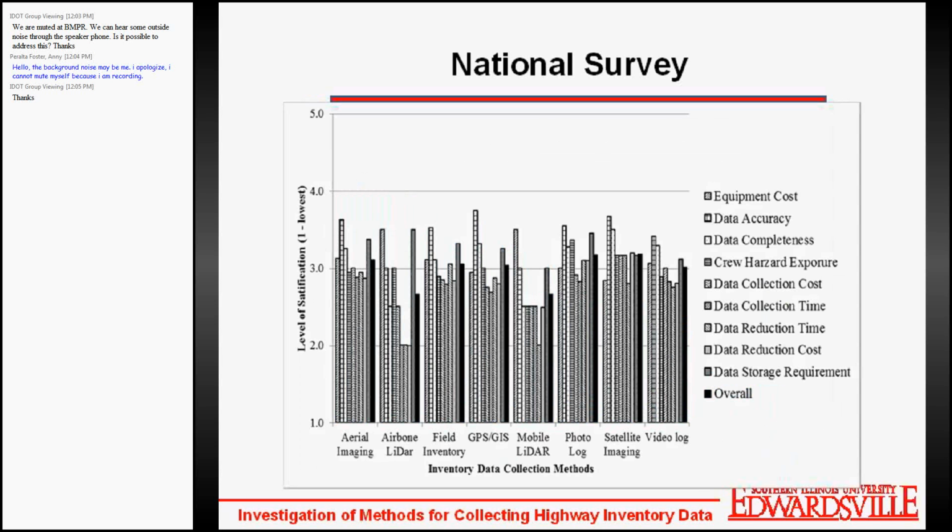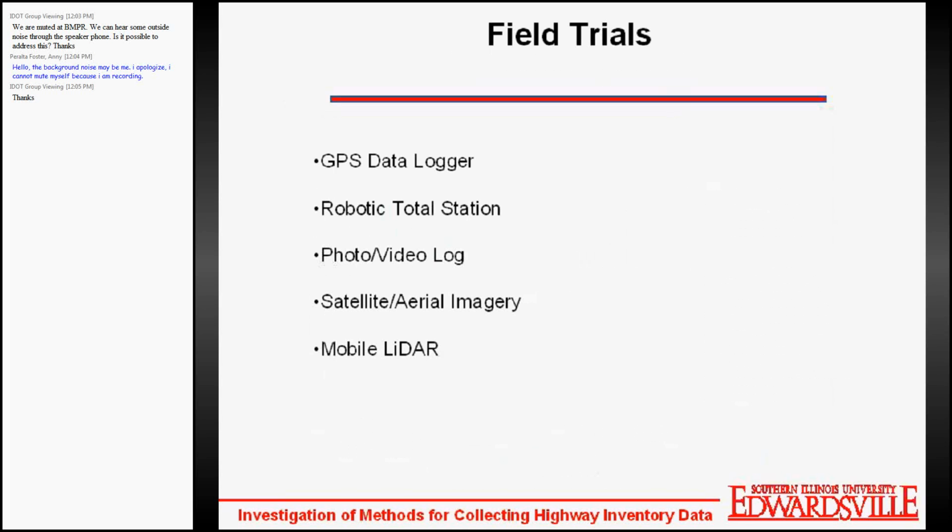And we also asked each agency to evaluate the method they used, including the equipment cost, data accuracy, data completeness, and also the overall data reduction time, data reduction cost, data storage requirement, and overall performance. As you can see from this figure, you will see their feedback for each different method. So I'm going to turn it over to Mark, and he's going to talk about the field experiment.